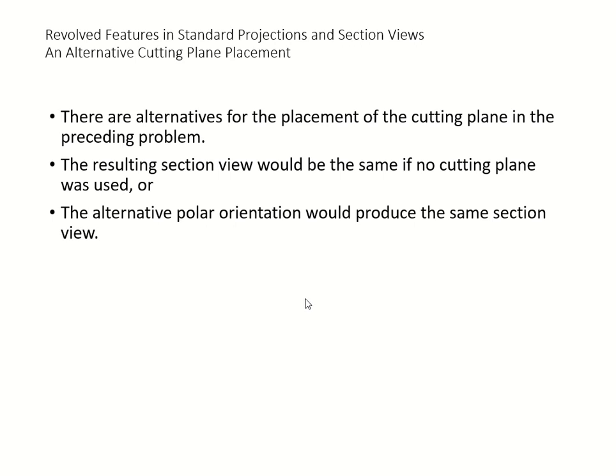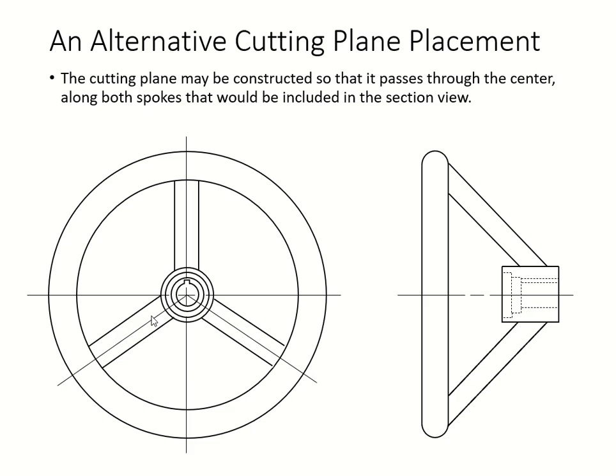The same section view as you would produce from your polar orientation, or the section view that you would produce without using the cutting plane. Whatever it's just saying is that you're just learning how to place your cutting plane in your object in an alternative way. So let's take a look at it. This is our same valve wheel, and of course, we are going to do our right side section view.